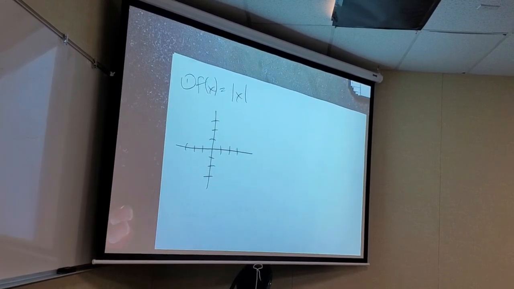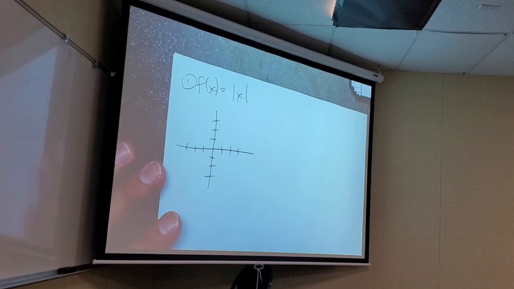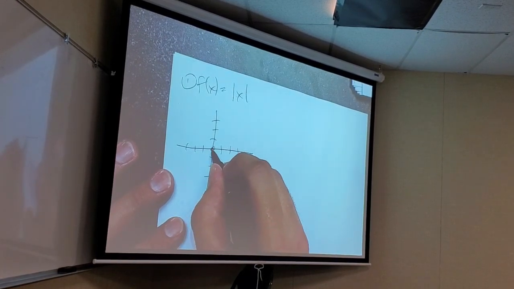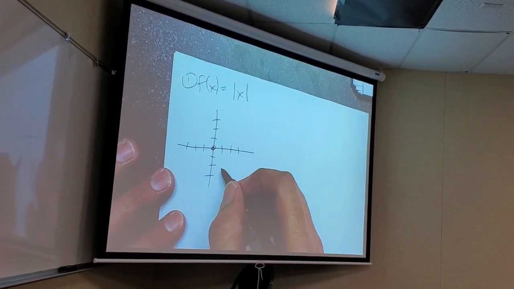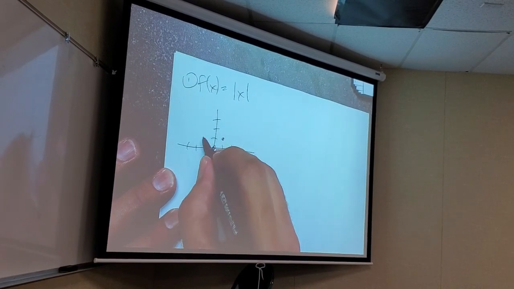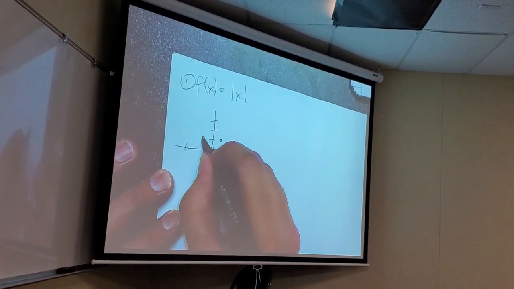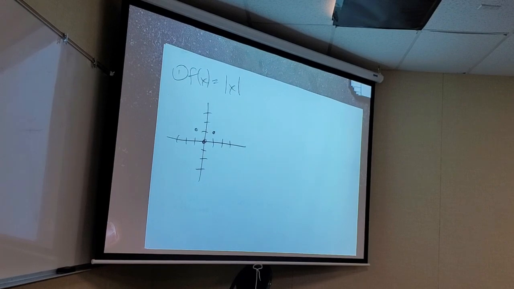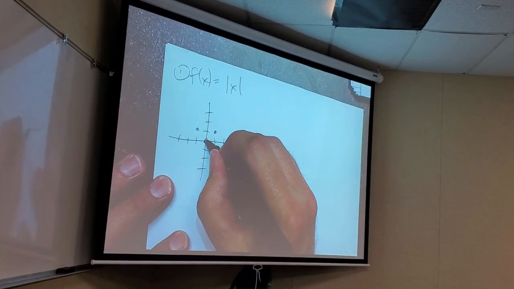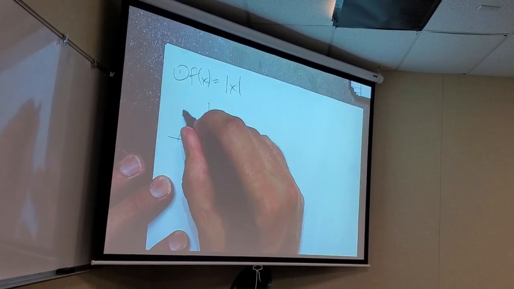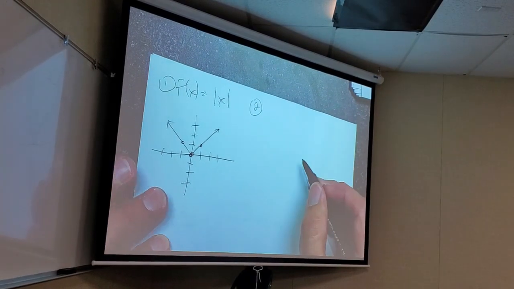So I use what I call my anchor points. My anchor points for absolute value are (0, 0). What's another point? (1, 1). And what's another point back this way? (-1, 1). So those are my anchor points. This is the base look of an absolute value. Now, some of you might know where I'm headed.